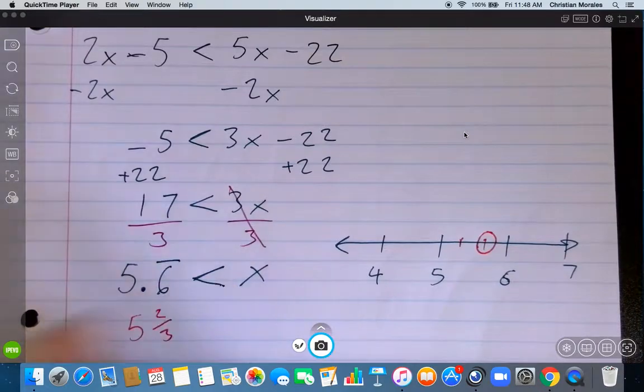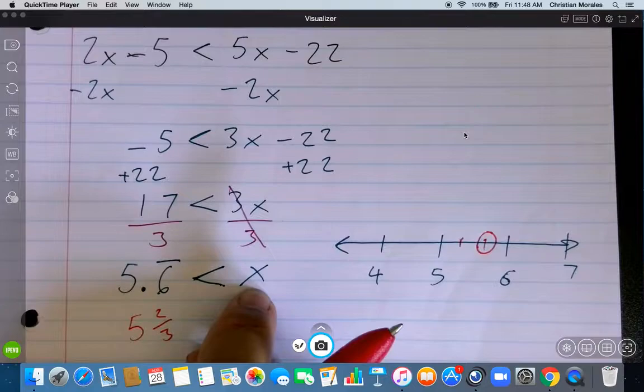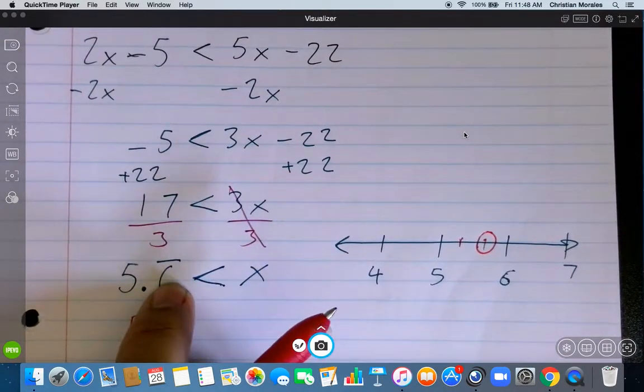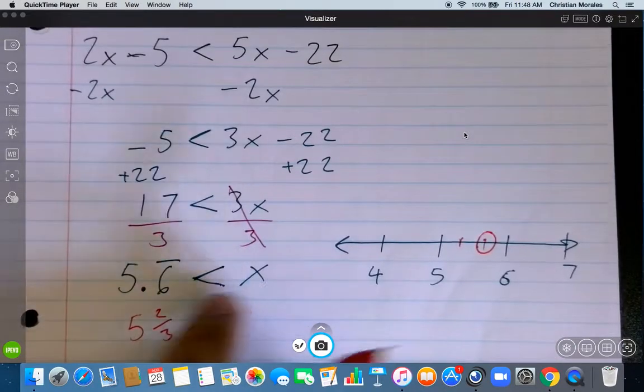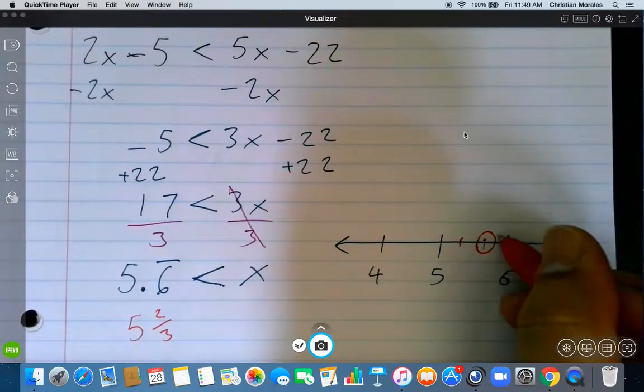But now, this is interesting. What does this answer say about x? X is what? X is greater than 5.6. Guys, you're answering for x. You're not answering for the number. I want to know what x is. X is greater. So greater is this way.